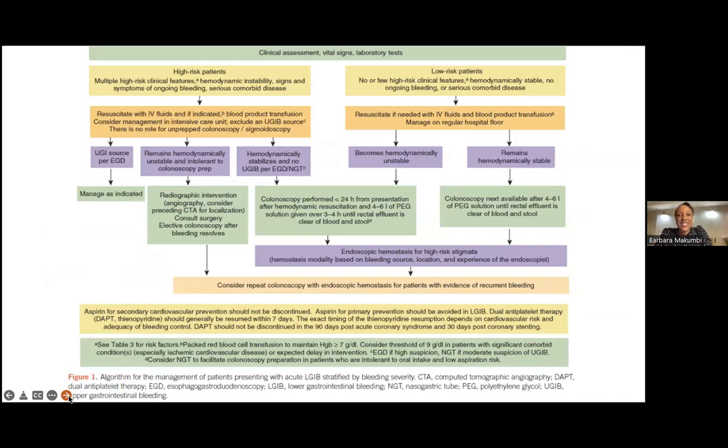A busy slide, but this is basically an outline of your management, which can be found in the ACG guidelines, which are online. This is basically the summary of everything that we are going to talk about in the talk, but I'm going to elaborate on each detail.